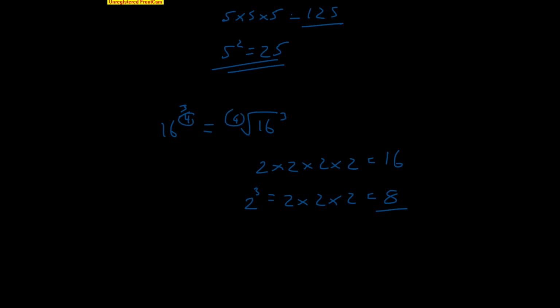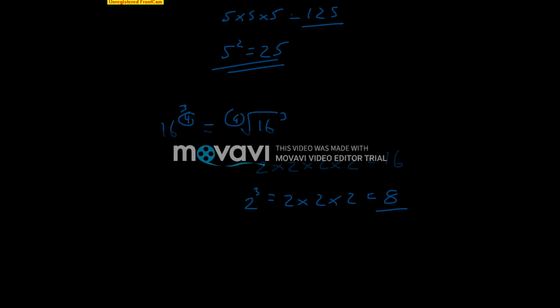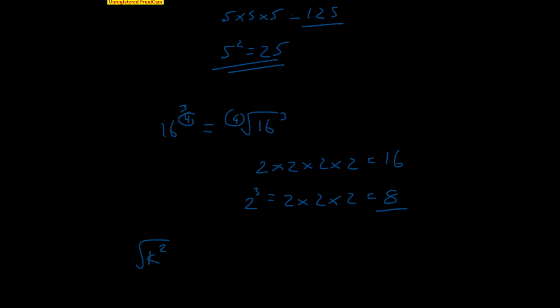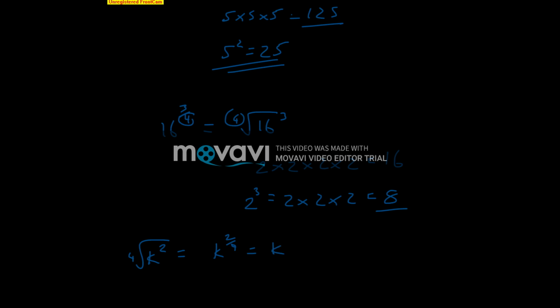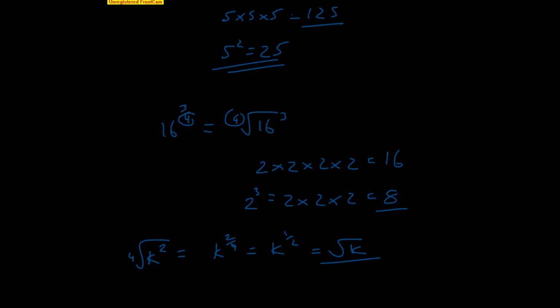So the thing to remember is that this number here is moving round to give us this. We do that part first, and then we do the top of the fraction. If we get k squared to the 4th root, that could be rewritten as k to the 2 over 4, which is the same as k to the half, which is the same as the square root of k. So again, these little manipulations, just playing about with the numbers, but it all starts with knowing what your rules are.